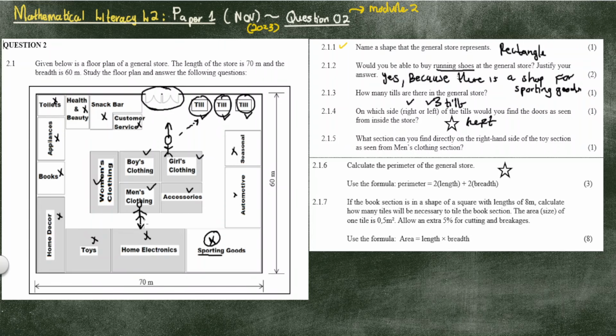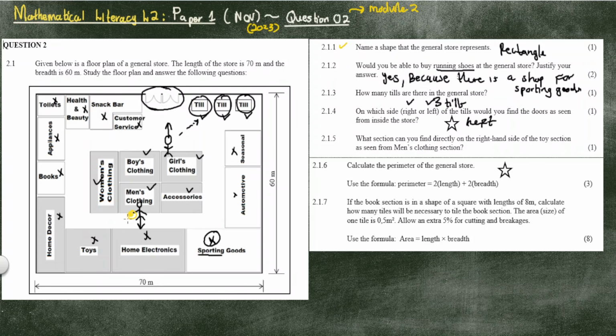You are facing this direction, right? Now they are asking, which section can you find directly on the right hand side? Where's your right hand side? So you mark yellow. This is your right hand side if you are facing downward, guys. So this is going to be your right hand side.